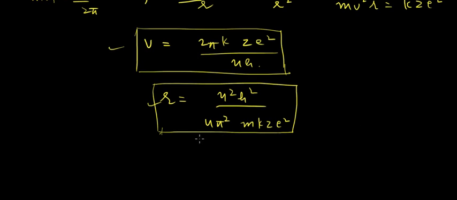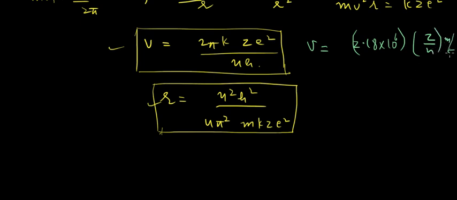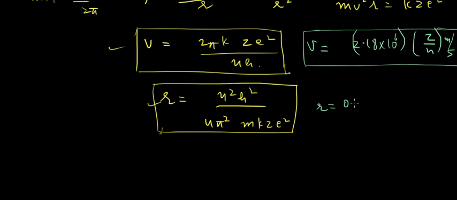Now putting all the constants in velocity, constants like k, 2 pi, e square, h, we get velocity as 2.18 into 10 raised to the power 6 multiplied by Z over n meter per second. Just remember this. And secondly, we get r as 0.529 n square by Z angstrom.